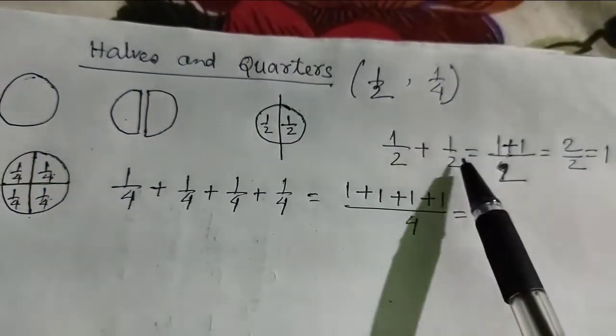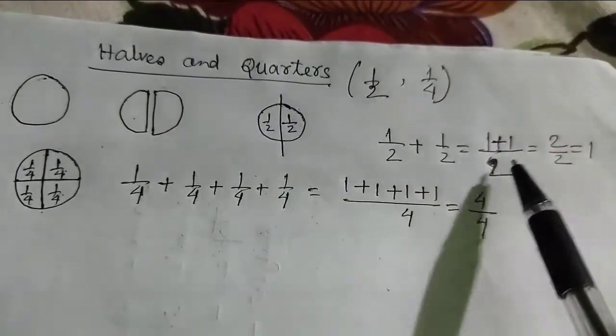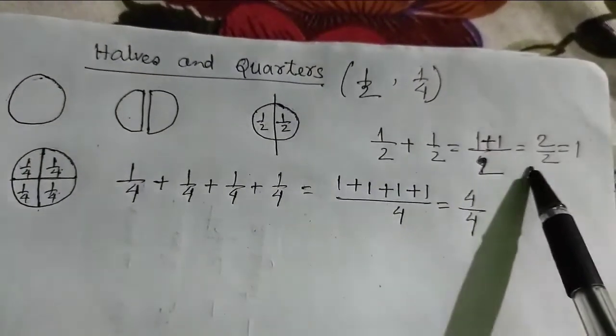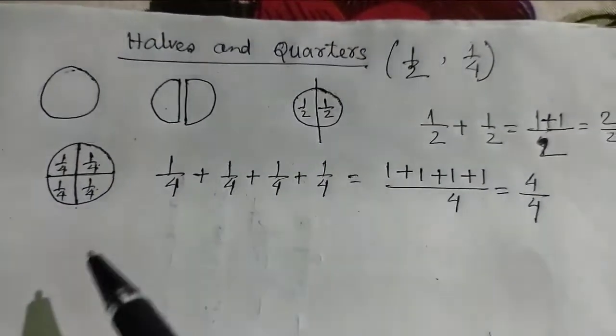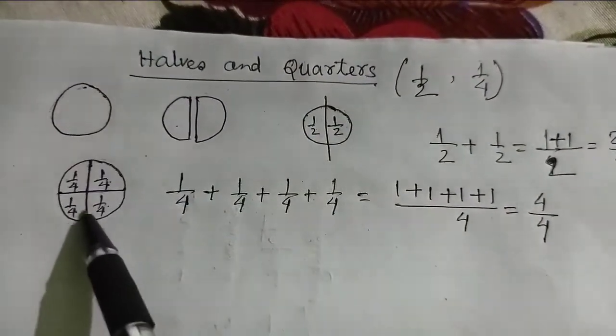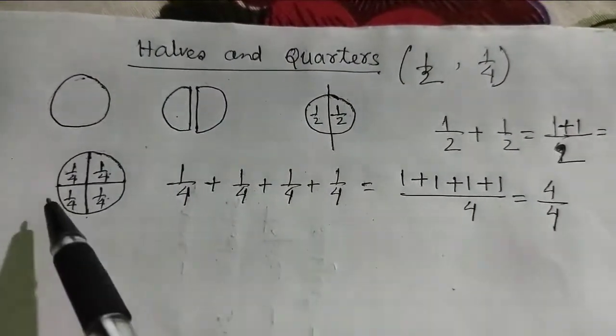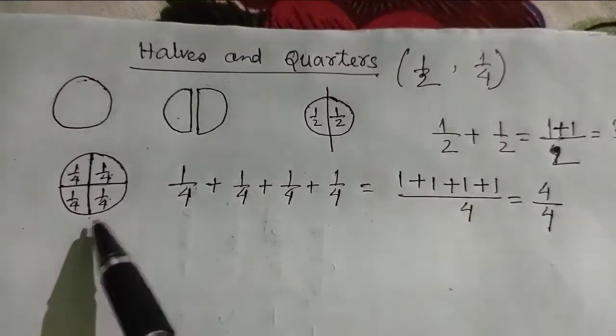1 by 2 plus 1 by 2 is equal to 1 plus 1 by 2, equal to 2 by 2, is equal to 1. Again we take another chapati and cut it into 4 pieces.